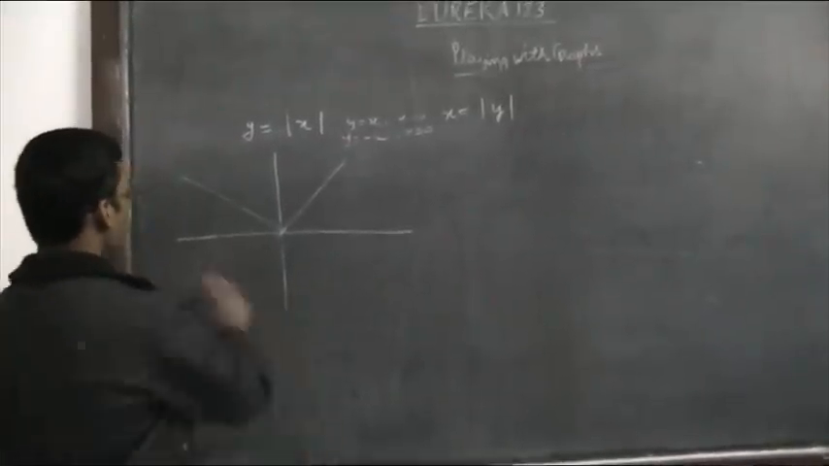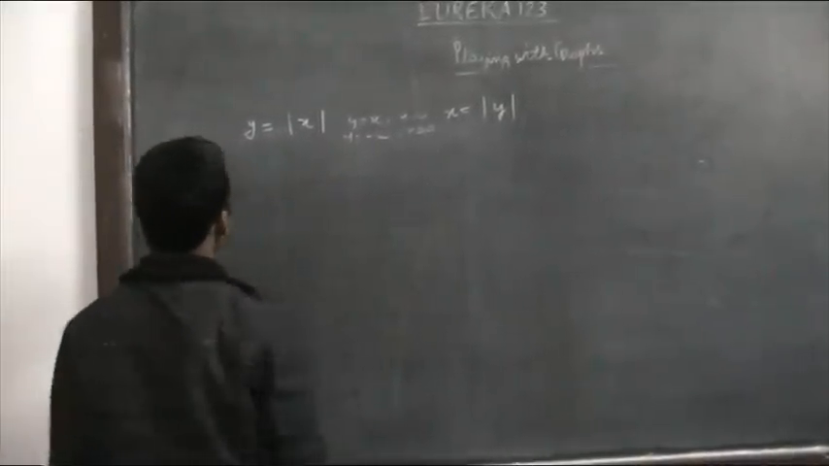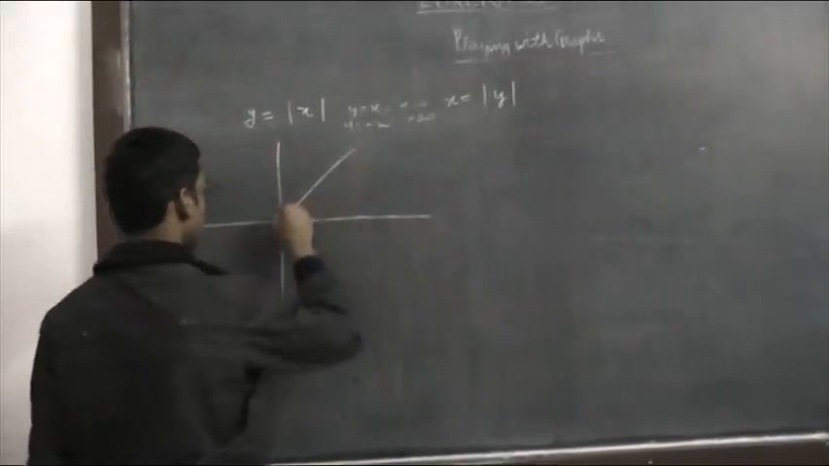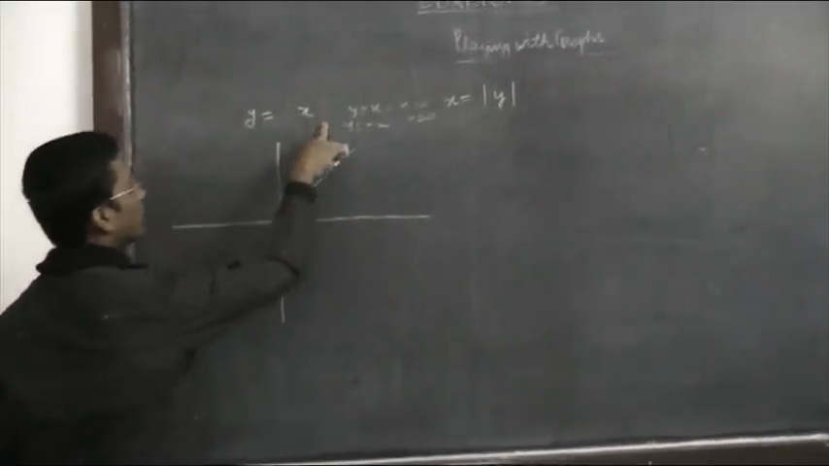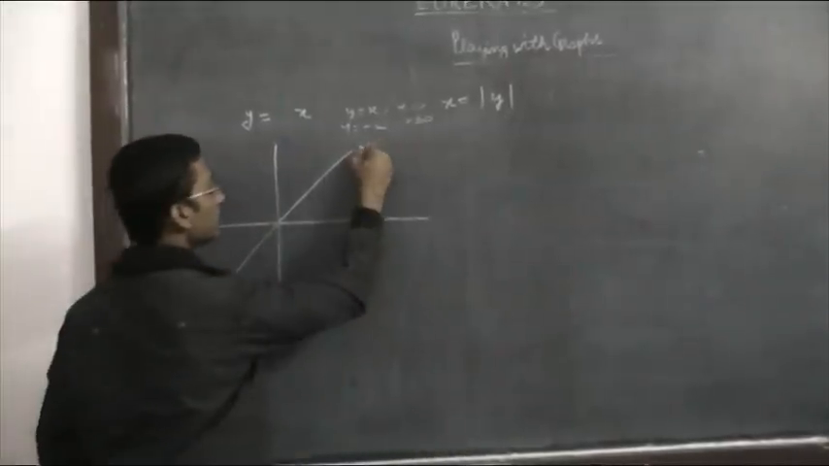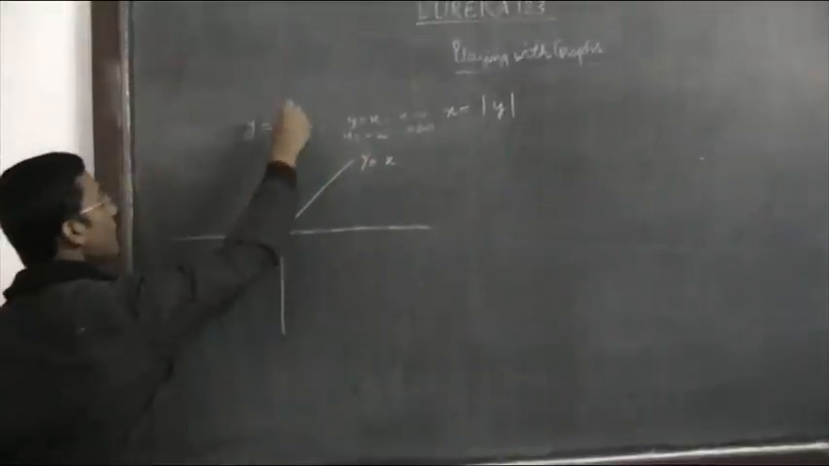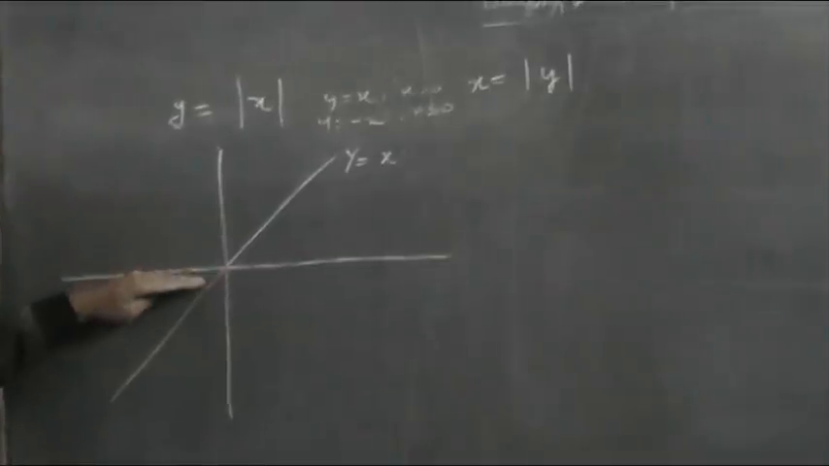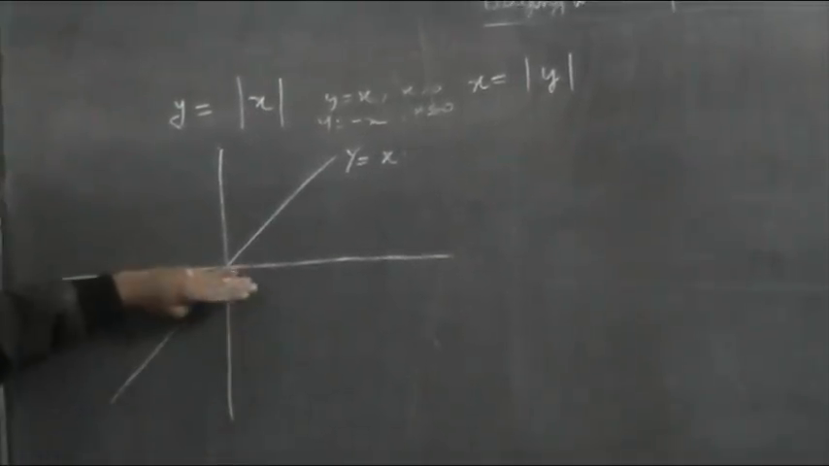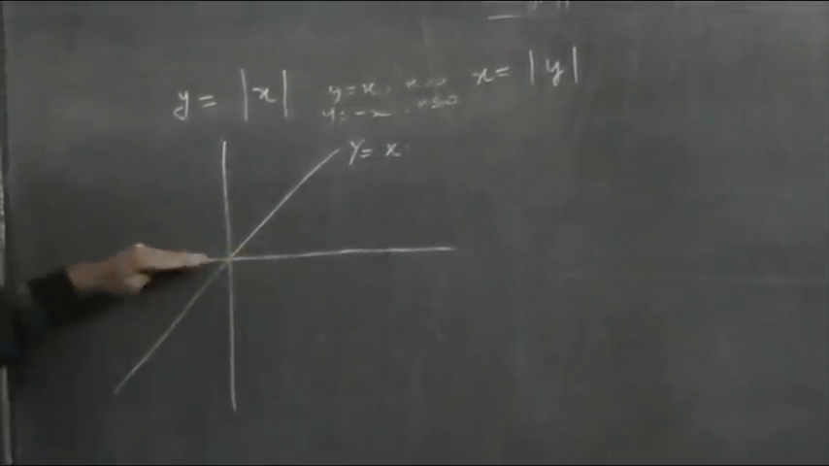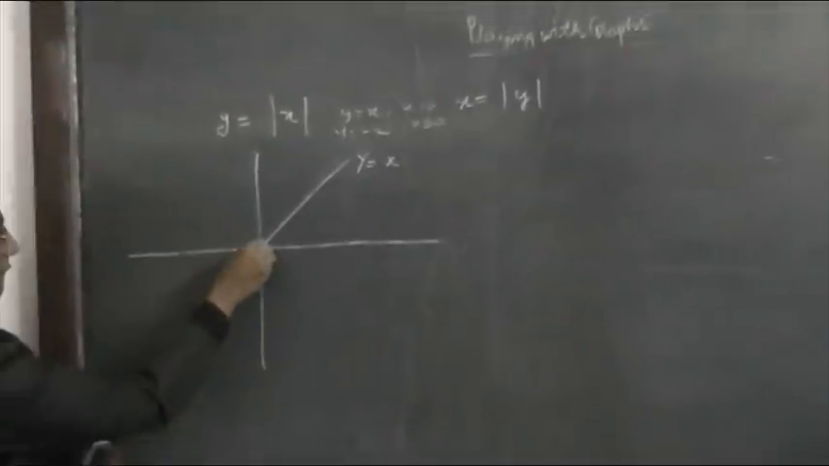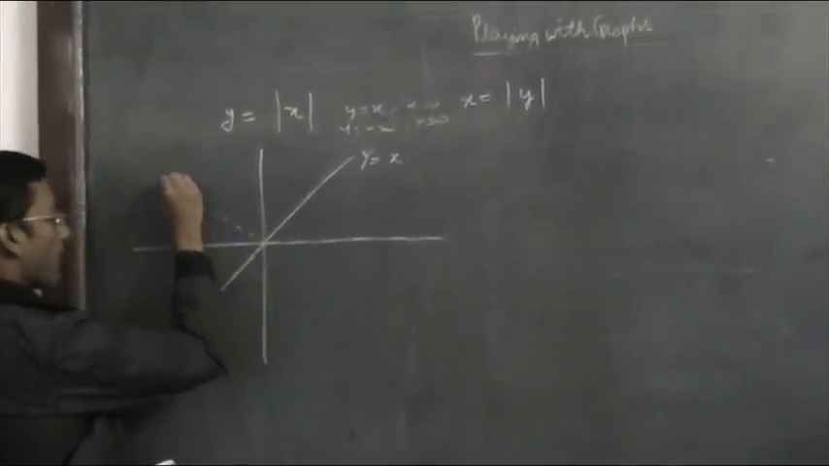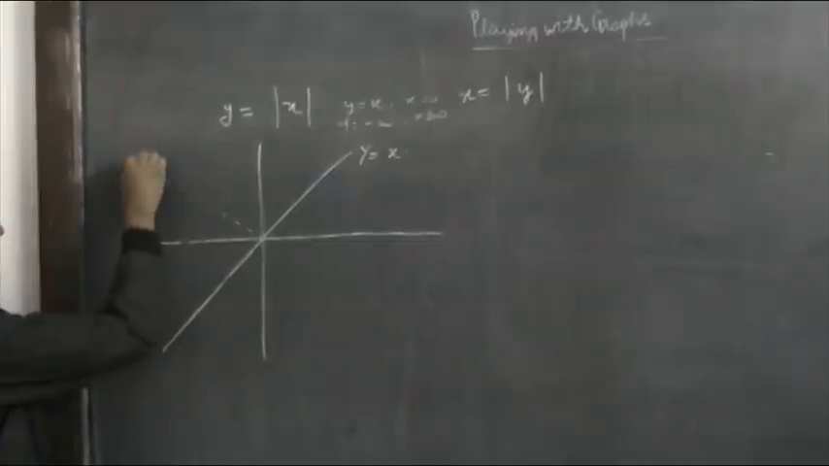But there is a better way to look at it. What we do is, we draw y equals x. What if the mod was not here? The graph would have looked like this, y equals x. Now, when we take mod of x, whichever portion of the graph is below the x-axis, we take the reflection of it along the x-axis upwards. So what will be the reflection of this along the x-axis? It will be this. Hence, y equals mod x is this.